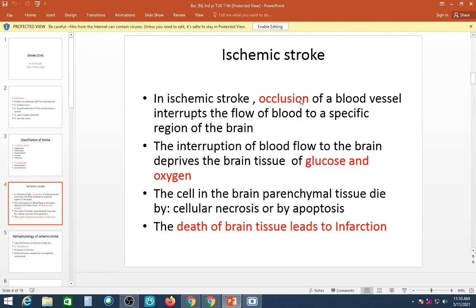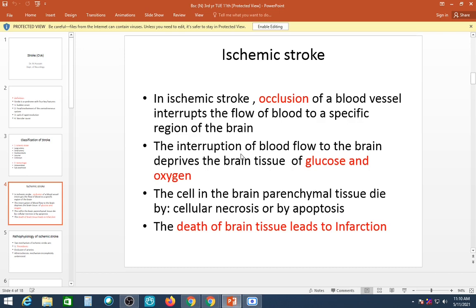And not all the blood vessels of the brain, some blood vessels in the brain are blocked, and that causes the interruption of blood to not the whole brain, but a certain area of the brain. So it is focal. It is not generalized. It is a focal region of the brain that is deprived of its blood supply, and the blood supply is interrupted because the blood vessel is blocked.